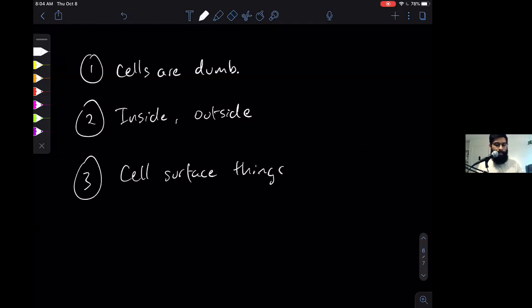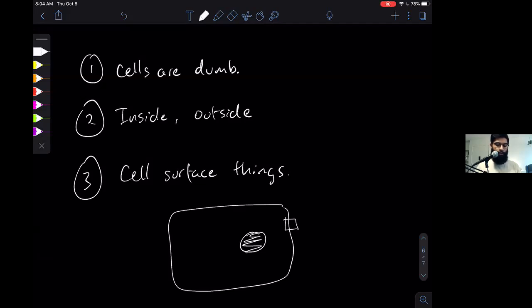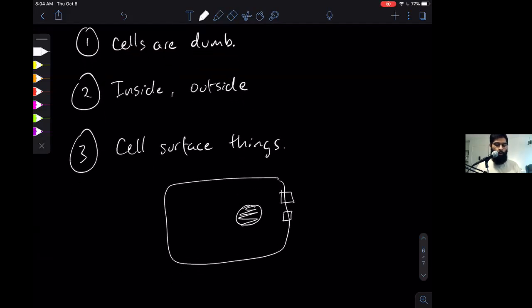And this could be anything. And this is how the cell interacts with the outside world. So we have a cell and the nucleus. And then in the cell membrane, you're going to have some channels. You're going to have some receptors. You're going to have other proteins and stuff floating around. These can be a whole host of things.